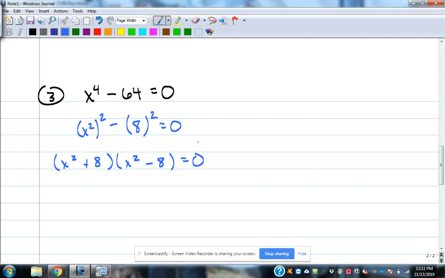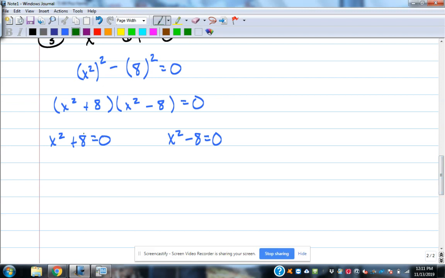Will either of those factor further? No. This one would be the only one that had a chance because it's x squared minus a number, but 8's not a square number, so that's how we know that doesn't factor. So what do I do with them if they won't factor? Put them equal to 0 and solve. So x squared plus 8 equals 0. X squared minus 8 equals 0.